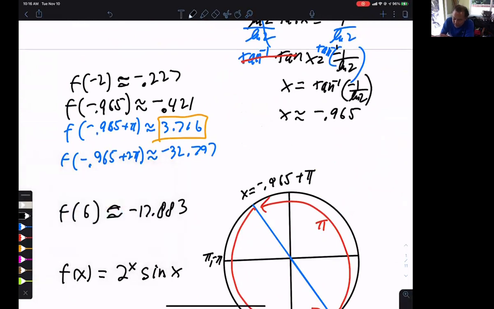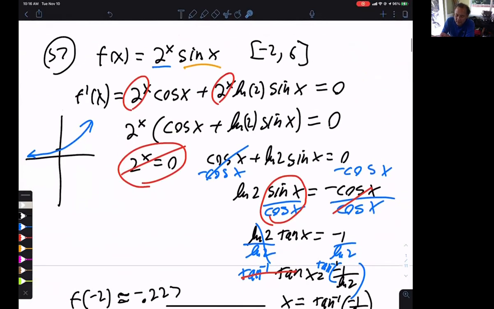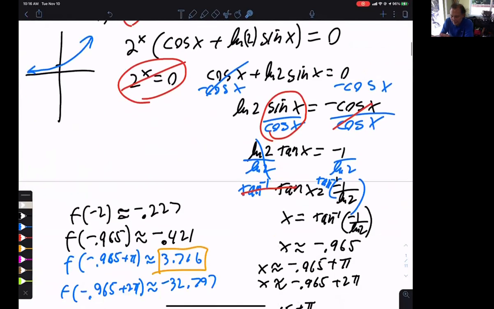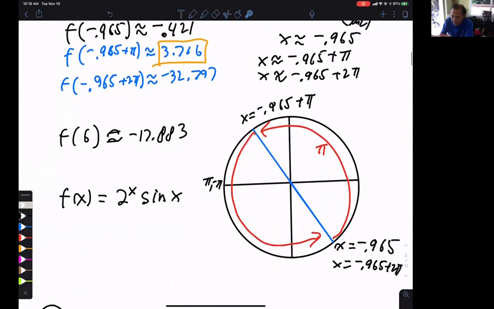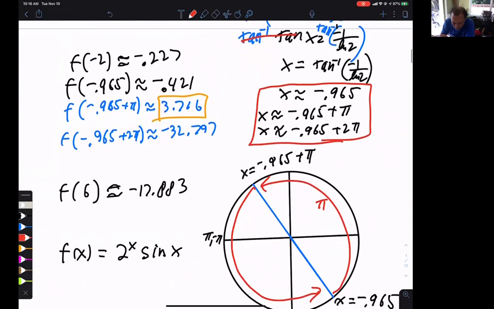So this arctan has multiple solutions. Negative 0.965 plus pi, and another one, negative 0.965 plus 2 pi. And we could keep adding pi's because we're at the same place, but we have to stop at 6. We can't go past 6. So we actually have 3 critical points. These 3. And now, ooh, I left them up here. I should have erased these. I'm going to just leave them up there.